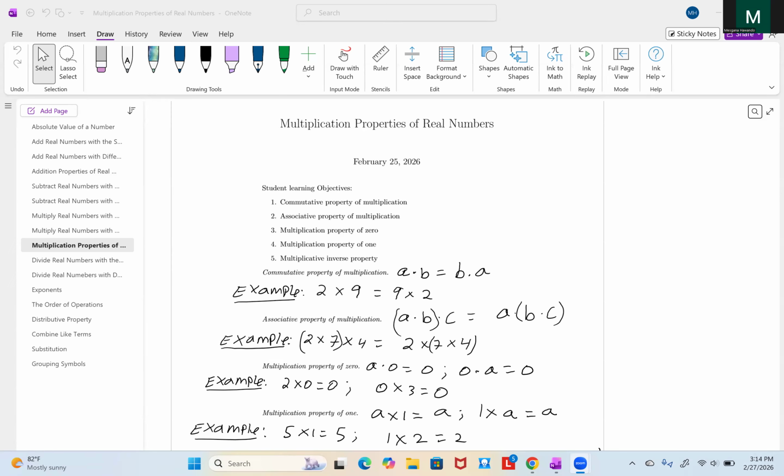Multiplication properties of real numbers. Student learning objectives. 1. Commutative property of multiplication. 2. Associative property of multiplication. 3. Multiplication property of 0. 4. Multiplication property of 1. 5. Multiplicative inverse property.